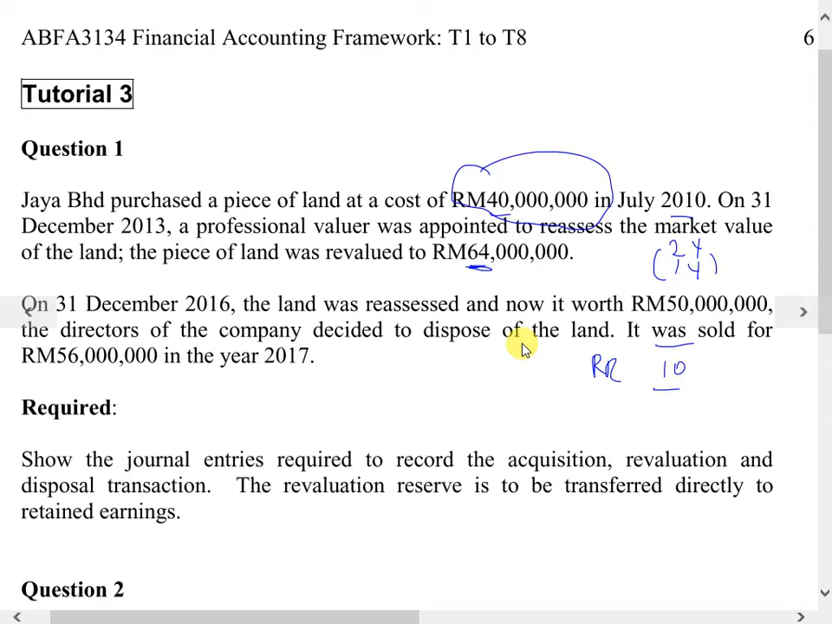From 50, I sell it for 56. I make a gain of 6, gain on disposal. Then what happened to my RR of 10? I have already disposed of my asset. So RR will become realized, transferred to RE.